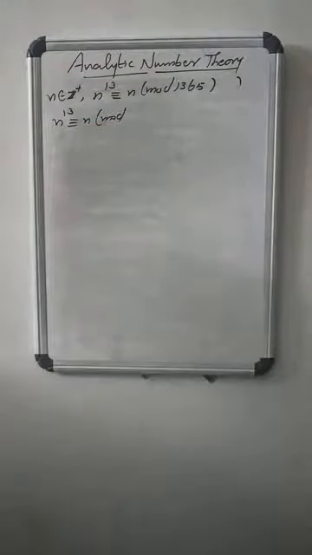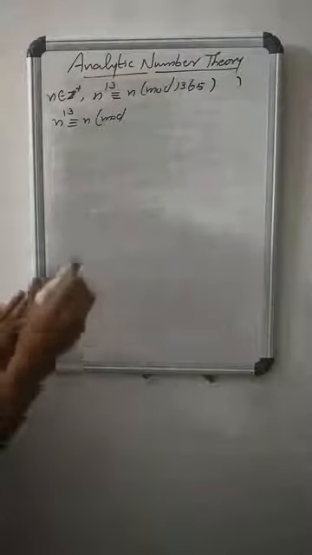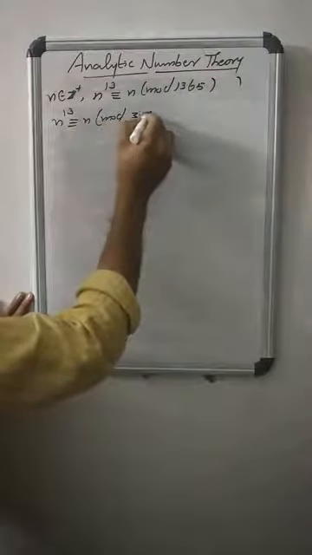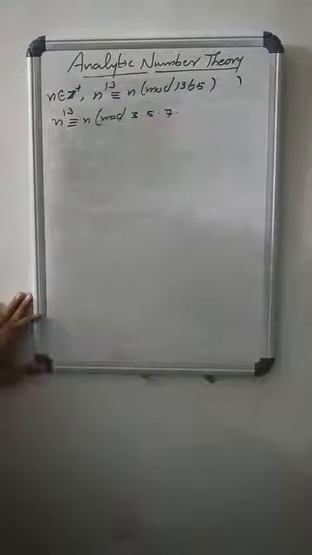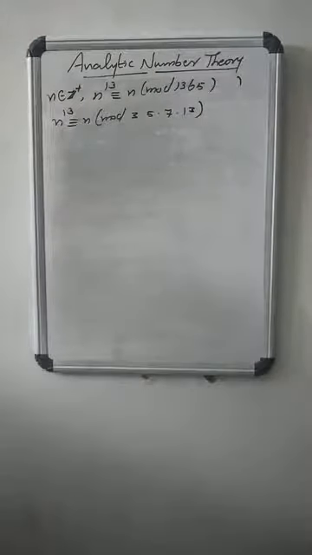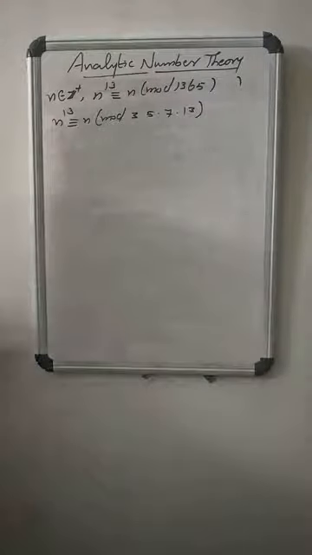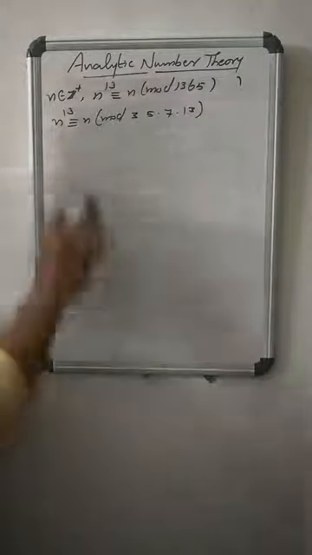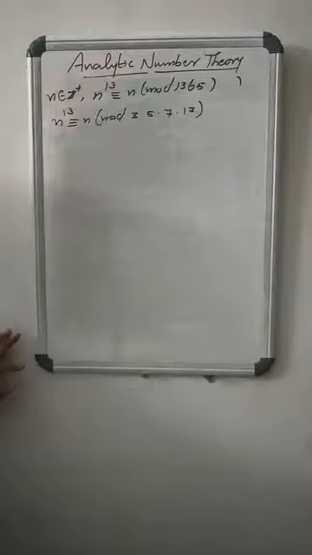What is 1365? 1365 is nothing but 3 into 5 into 7 into 13. You can factorize this 1365 into the product of primes: 3, 5, 7, 13. 3 into 5 into 7 into 13 is nothing but 1365. So n power 13 is congruent to n mod 3 into 5 into 7 into 13.